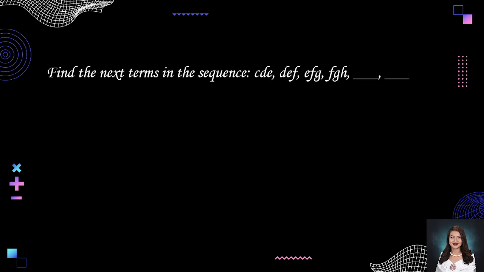Next one, find the next term in the sequence CDE, DEF, EFG, FGH, blank, and blank. The correct answer here is G, HI, HIJ. As we have seen in the sequence, we can observe that the two last letters have been repeated. So we have here the CDE, the DEF, the EFG, and then the FGH.